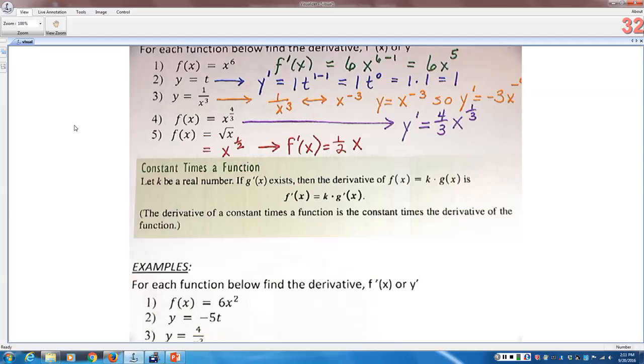Now that I have dropped it down in front, what do I need to do to the 1/2? Subtract 1. What's 1/2 minus 1? Positive or negative? Negative. Good job.